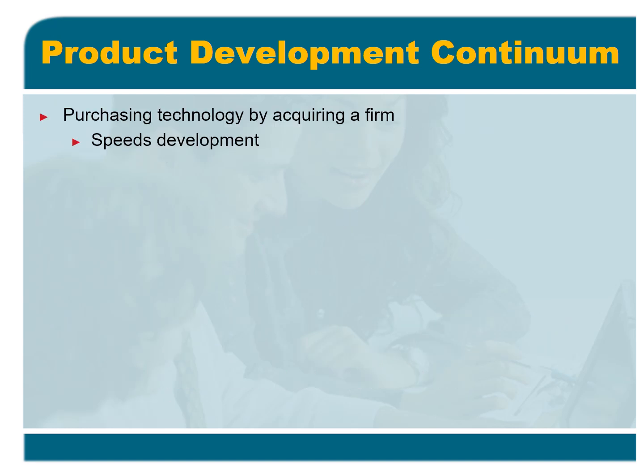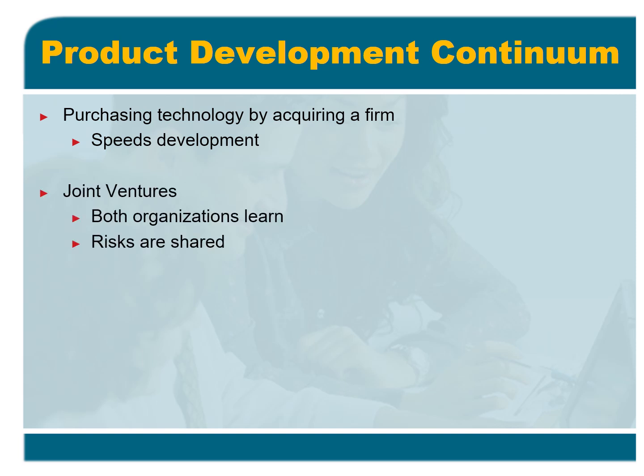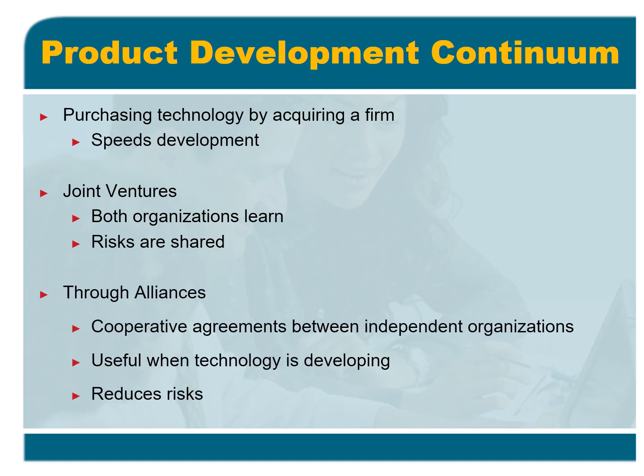Acquiring a firm speeds the development of processing technology. Through joint ventures, both organizations learn and the risks are shared between the two companies. And with alliances, cooperative agreements between independent organizations, very useful when technology is just developing, it helps reduce risks.